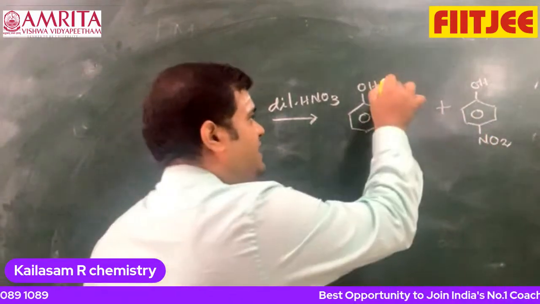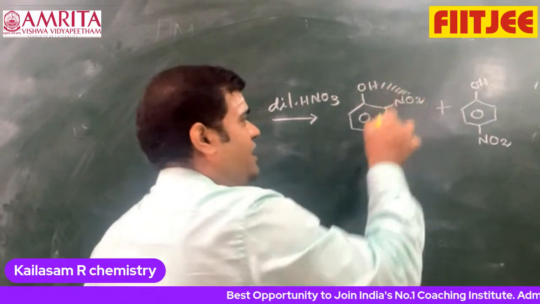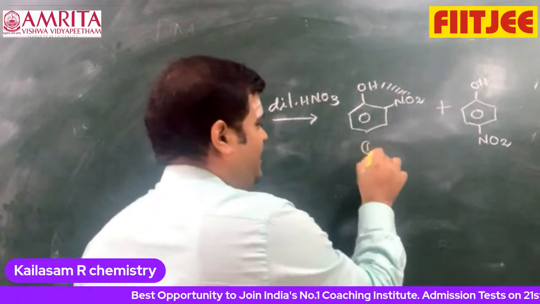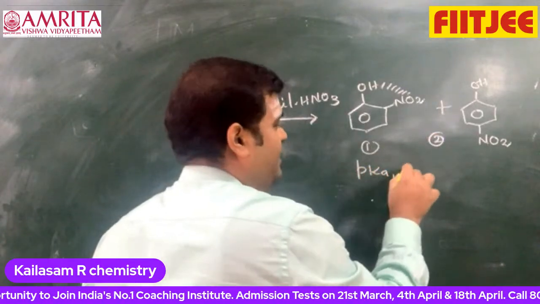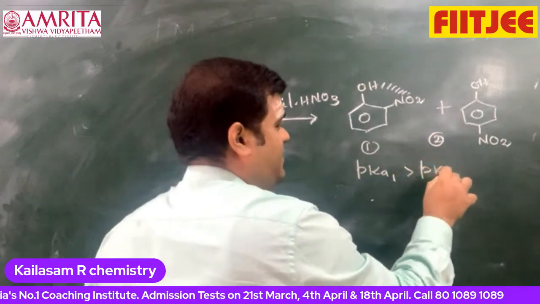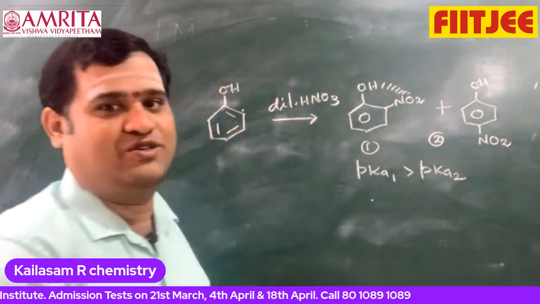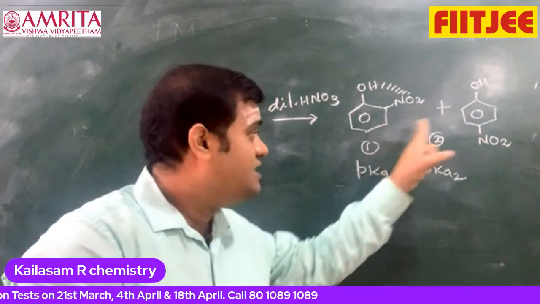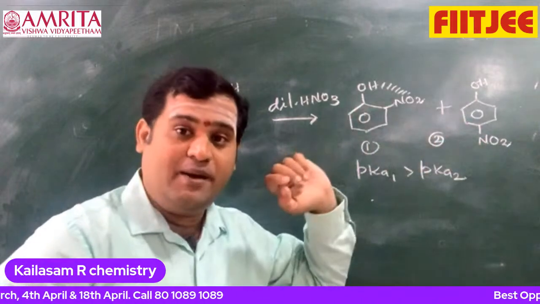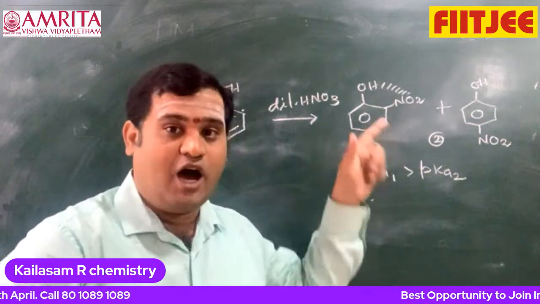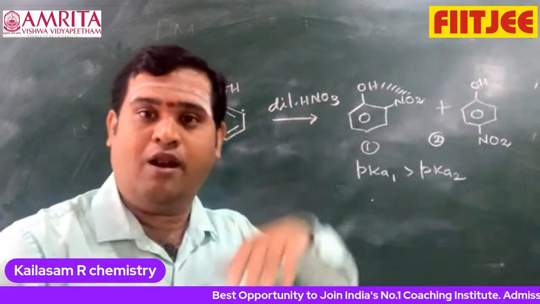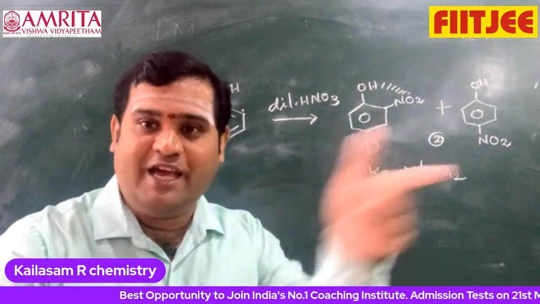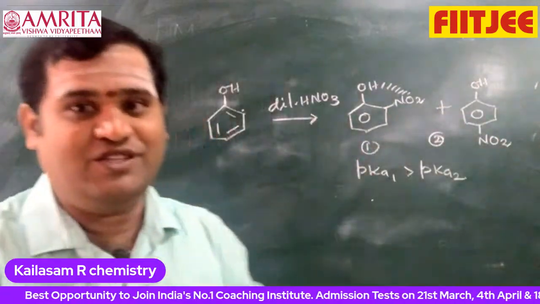Why? Here one has intramolecular hydrogen bonding. So I can say this is 1, this is 2. We can write that pKa of 1 is greater than pKa of 2. So this is 1, this is 2. Am I right? That means the pKa of ortho-nitrophenol is higher than para-nitrophenol. Why? Lower pKa means stronger acid. They may ask you statement-wise. They may give the reaction.